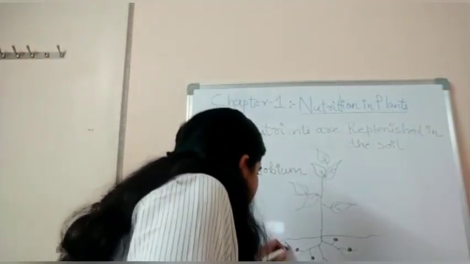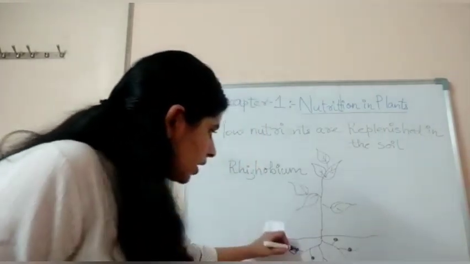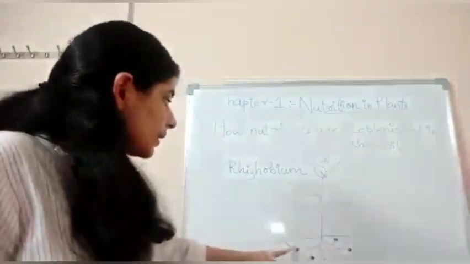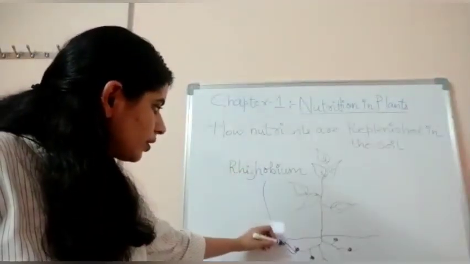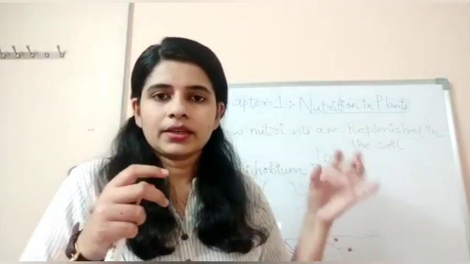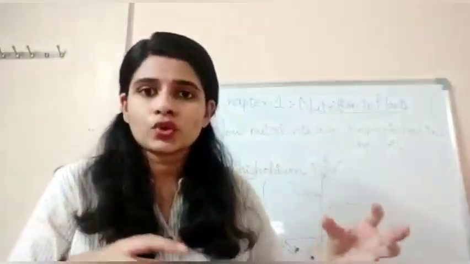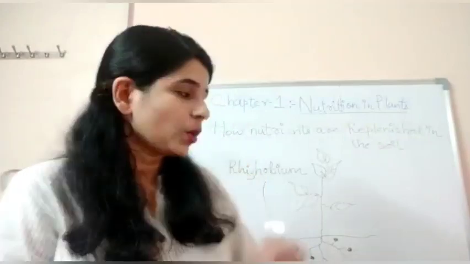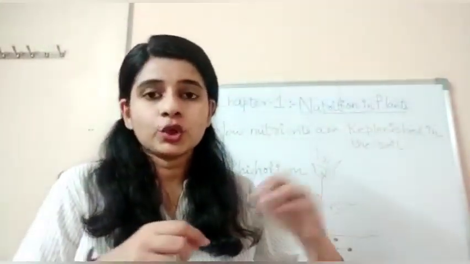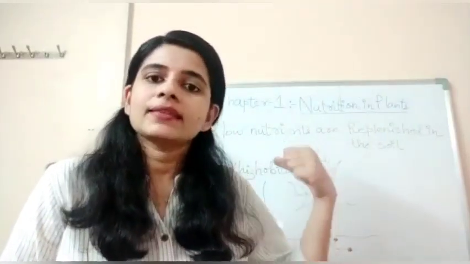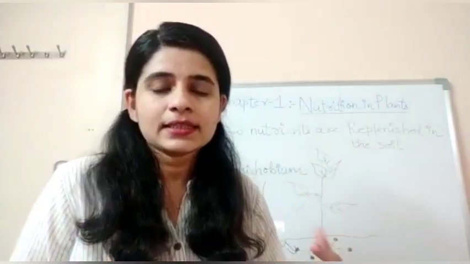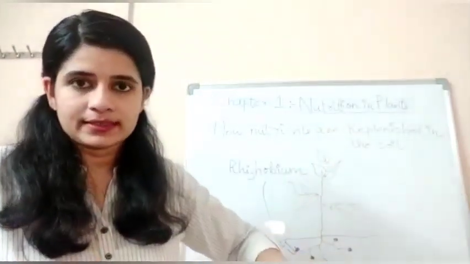This is where these root nodules are. Can you see these dots which are attached to the roots? Yeah, these root nodules are called rhizobium. These rhizobium survive in the roots of leguminous plants. Okay, so this rhizobium will convert atmospheric nitrogen into water soluble nitrogen, and this water soluble nitrogen is absorbed by the leguminous plants in order to make proteins.